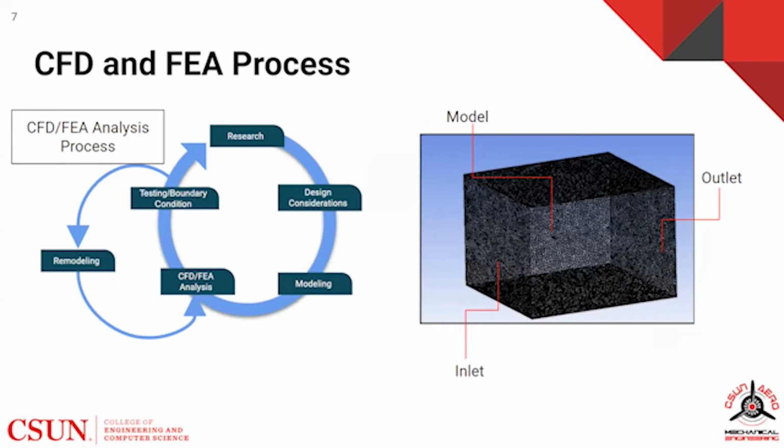We will now go over the process the team used for the CFD analysis and FEA analysis. We started with researching the different components to fit our design, selecting the best design, modeling the component, running simulations on each component with proper boundary conditions, remodeling, and repeating the process until convergence was met for the analysis.